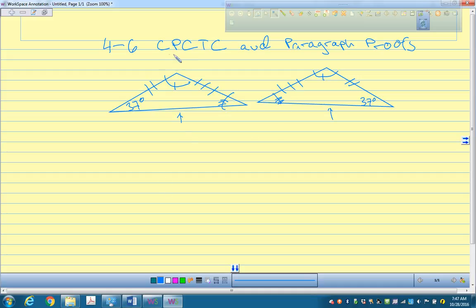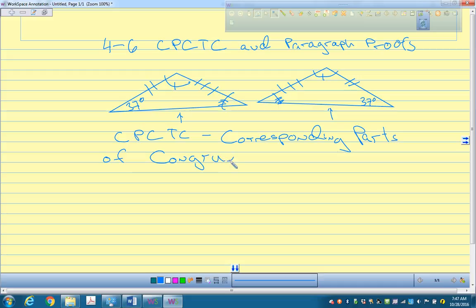And that's known as CPCTC. That stands for something, okay? CPCTC stands for corresponding parts of congruent triangles are congruent. Okay?